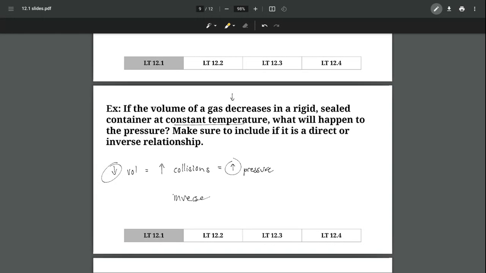And again, that little hack is really necessary. PV equals nRT is the ideal gas law, and pressure and volume are on the same side, and they're inversely related. So just a little reminder that that equation can be really helpful if you're not sure which way it's supposed to go.